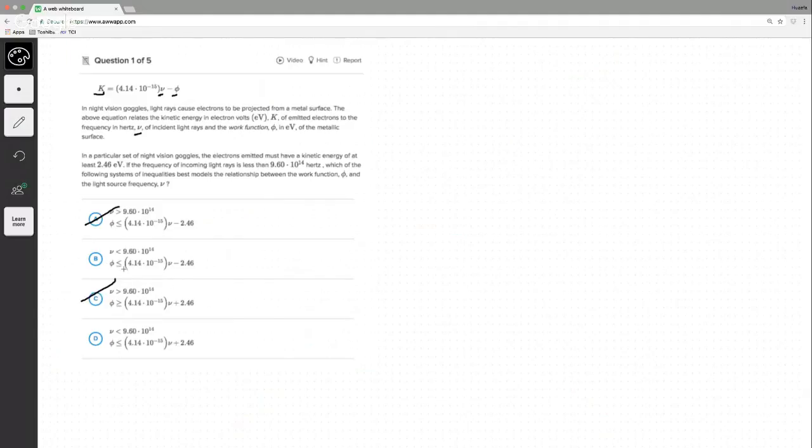Now we've got to look at these next two. What does it say about the work function? The electrons emitted must have a kinetic energy of at least 2.46 electron volts. Wait, so we have the 2.46 down here, but the question is about our work function.